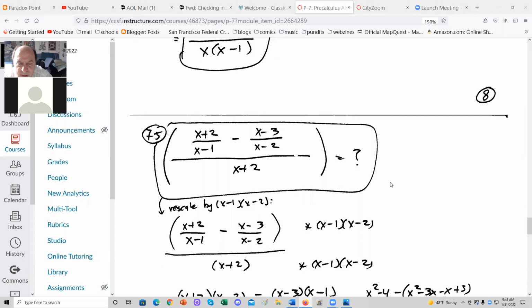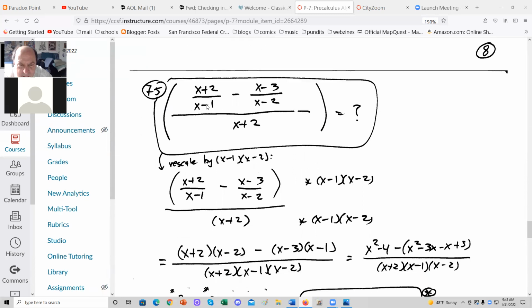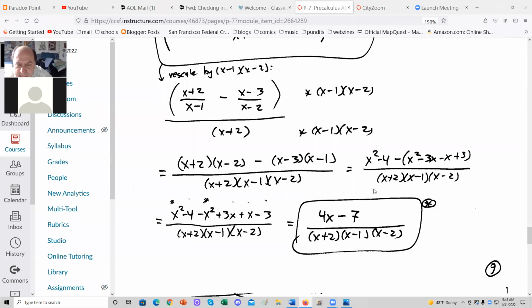All right, here we have another mess. (x plus 2) over (x minus 1), minus (x minus 3) over (x minus 2), all that divided by x minus 2. Okay, the inner denominators are x minus 1 and x minus 2. So we multiply above and below by (x minus 1) times (x minus 2). So in the denominator, (x plus 2) times (x minus 1) times (x minus 2).